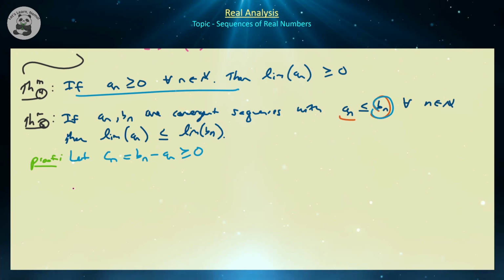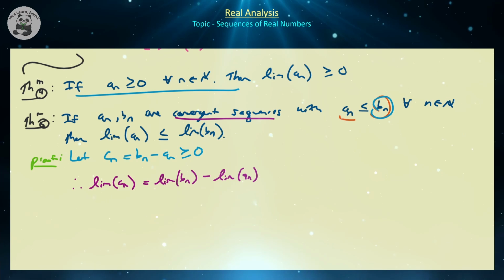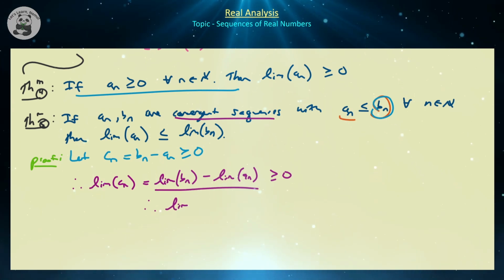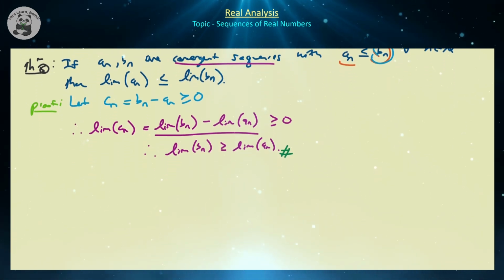So if that is the case, that means the limits, provided that an and bn are convergent sequences, which they are, then the limit of cn, which is equal to the limit of bn minus the limit of an, because limits can distribute over differences of convergent sequences, will also be greater than or equal to 0. So since those are just real numbers, we have that the limit of bn will be greater than or equal to the limit of an, which is practically the same thing that we set out to prove. Okay? So that's a very useful theorem.